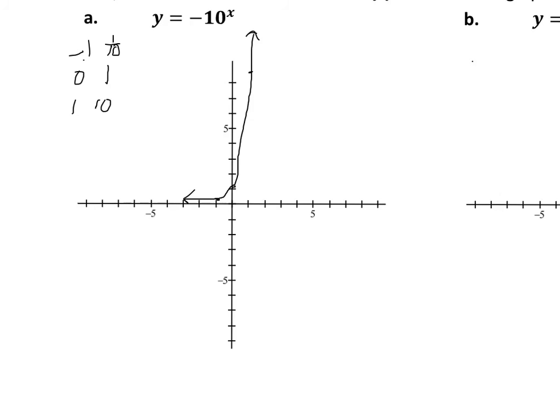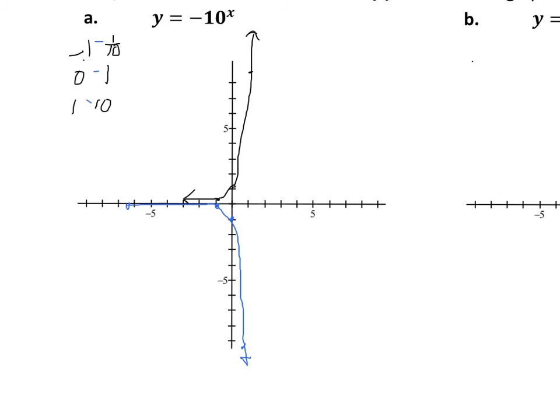Now the blue graph, what does that negative out front do? Changes all the signs of my y values. Bang, bang, bang. We're done. So now we're at negative 1 and negative 1/10, 0 and negative 1, and 1 and negative 10. So now my graph looks like this. They're just inverses of each other. Exactly. You just flip it over the x-axis, right?